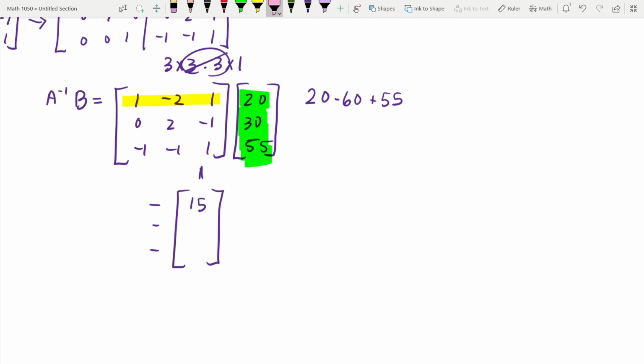Now I'm going to change rows on the left. The negative 1 that's highlighted pink comes down to the 55. So 0 times 20 is 0. 2 times 30 is 60. Negative 1 times 55 is a negative 55. Combine, and you get a 5. Now I'm going to change rows at the bottom. Negative 1 times 20 is negative 20. Negative 1 times 30 is negative 30. 1 times 55 is a 55. Combine, and I get a 5.